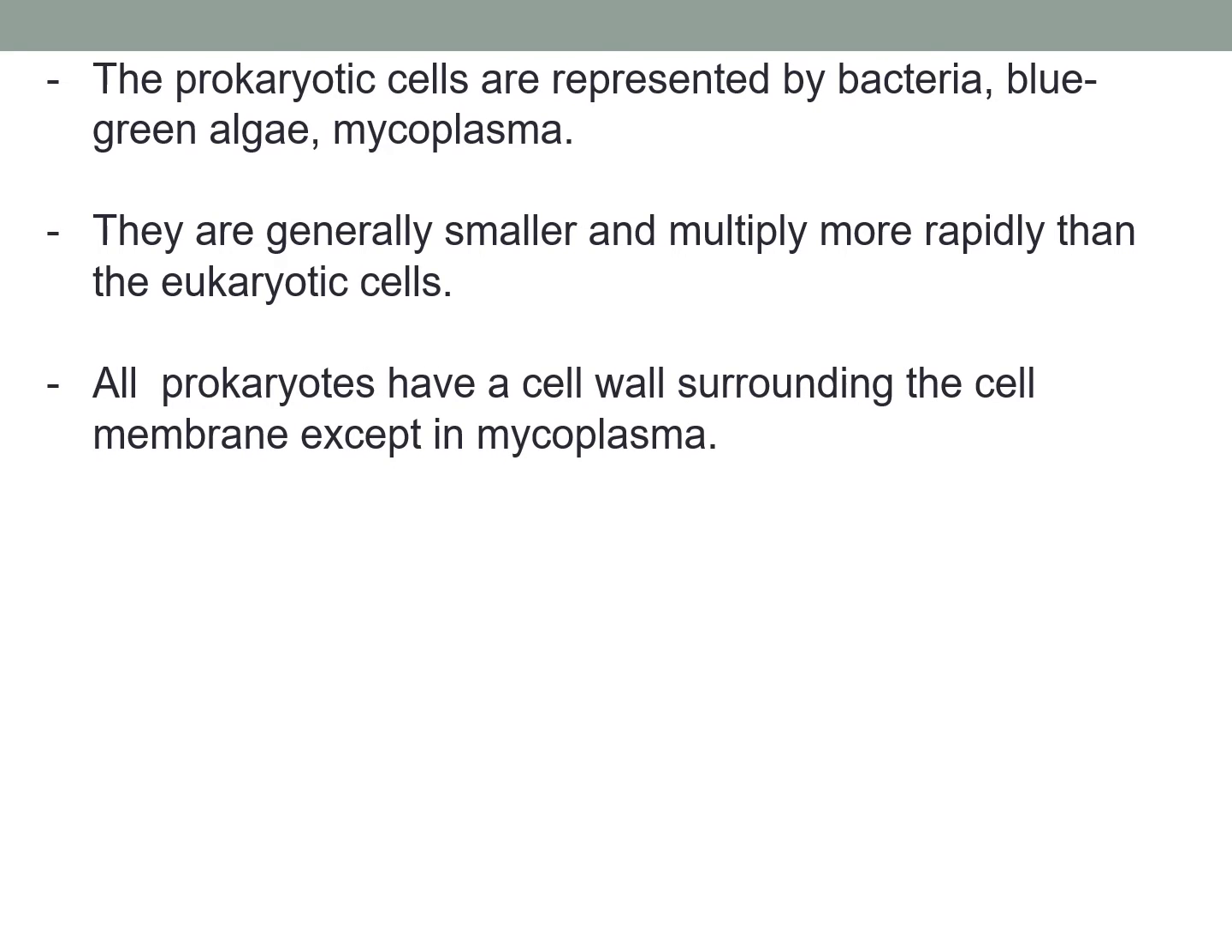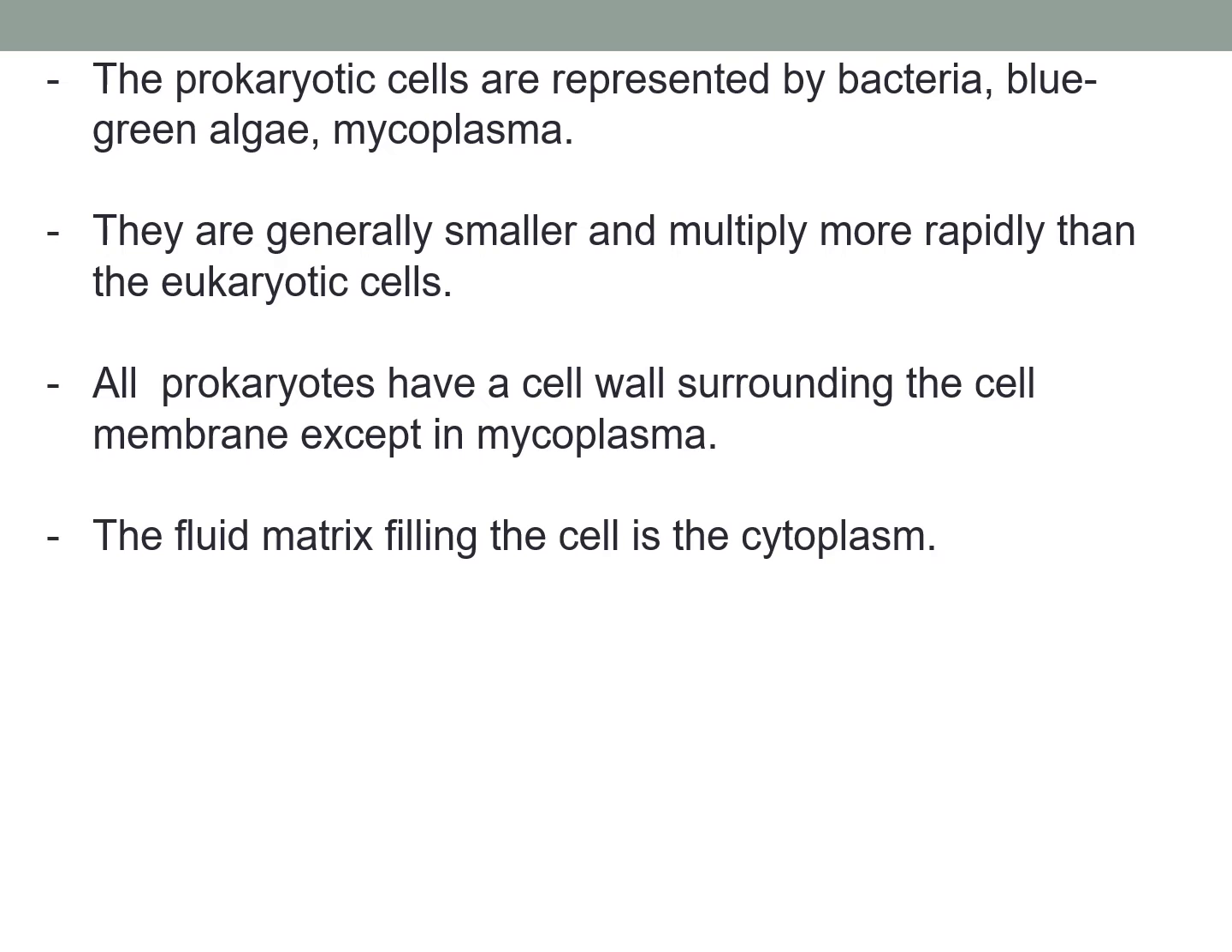All prokaryotes have a cell wall surrounding the cell membrane, except in mycoplasma. So all the prokaryotic cells have a cell wall, and this cell wall surrounds the cell membrane. The fluid matrix filling the cell is the cytoplasm.